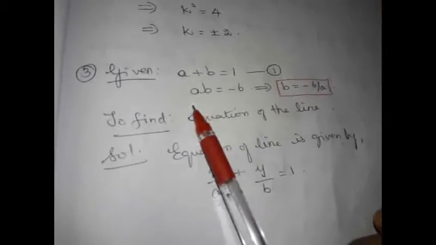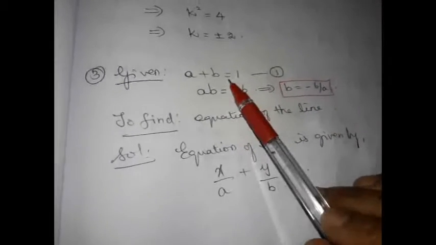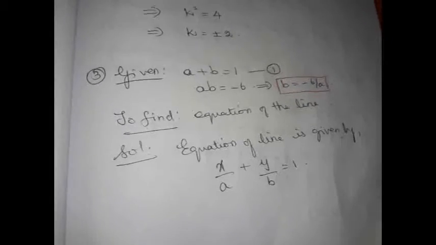They asked you to find the equation of the line. So from this we can obtain either a or b in terms of the other variable. Substitute in the first equation so that we can find the values of a and b.